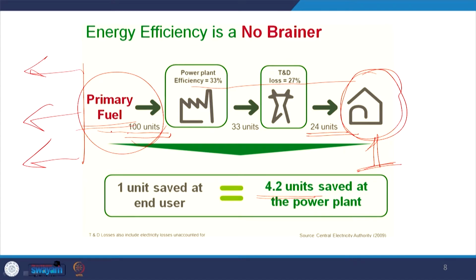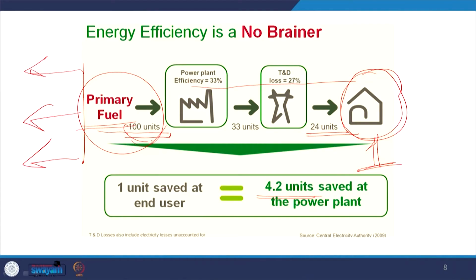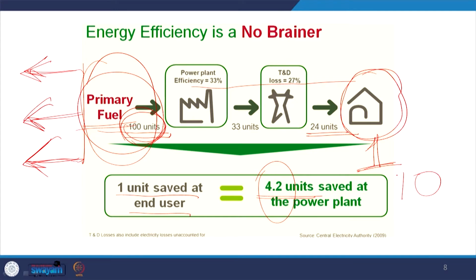Where is this fuel coming from? Still around 65% of the energy in our country is produced from thermal power plants, and the coal for these thermal power plants is sourced largely from far-off countries like Australia and Indonesia. So even before we take this 100 units of primary fuel into account, a lot of energy has already been spent to bring the primary fuel to our power generation plants. So if we calculate it further back, one unit of energy saved at the end user end will probably become around 10 units of energy saved at the power plant. It is a huge number.